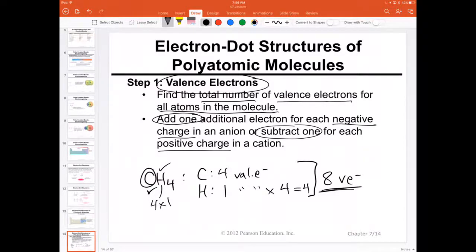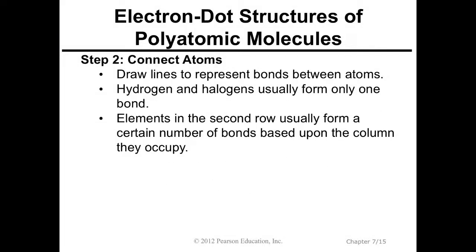So step 2 is then connecting the atoms. You're just going to draw lines between all the atoms in the molecule, and hydrogen and the group 17s will only form 1 bond. Elements in the second row will form a certain number of bonds based on the columns they occupy. And so we already went through that, right?